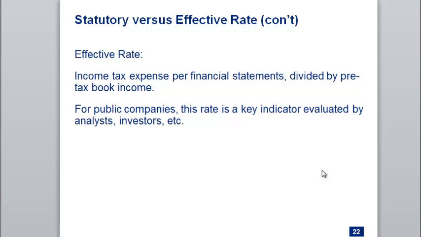Your effective tax rate is the tax expense in your financial statements divided by your profit before tax. Okay? So it's your tax expense in the numerator, your provision in the numerator, it's your profit before tax in the denominator.